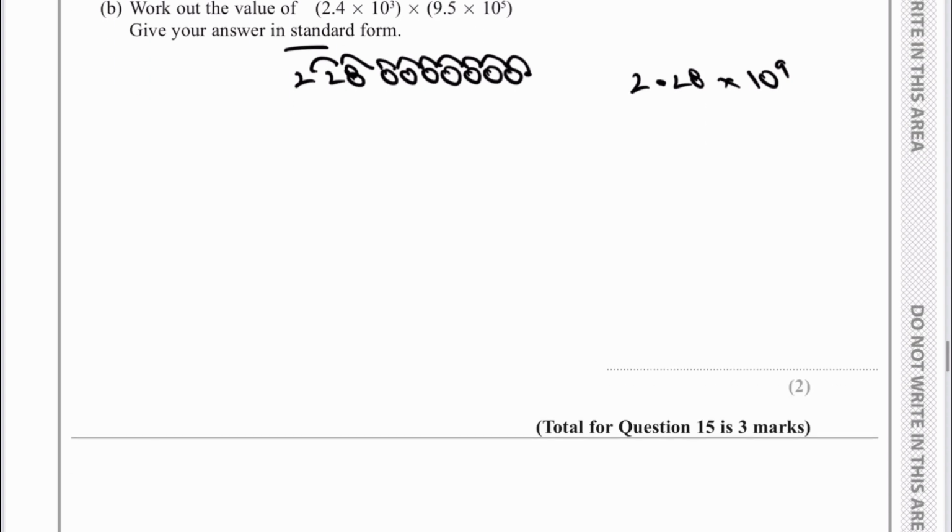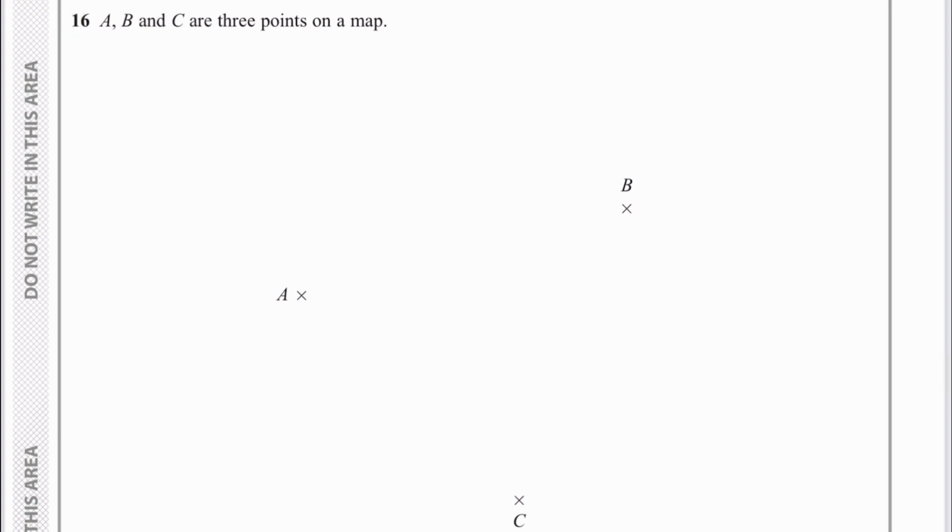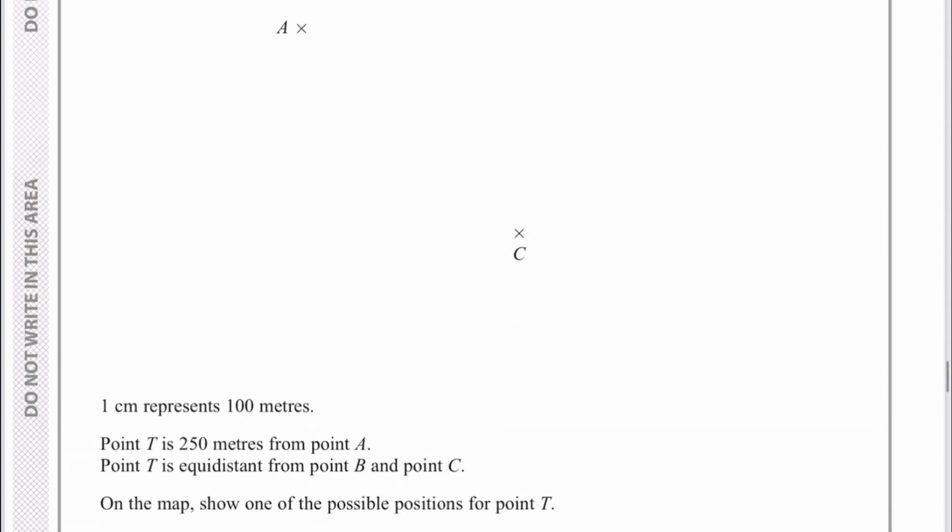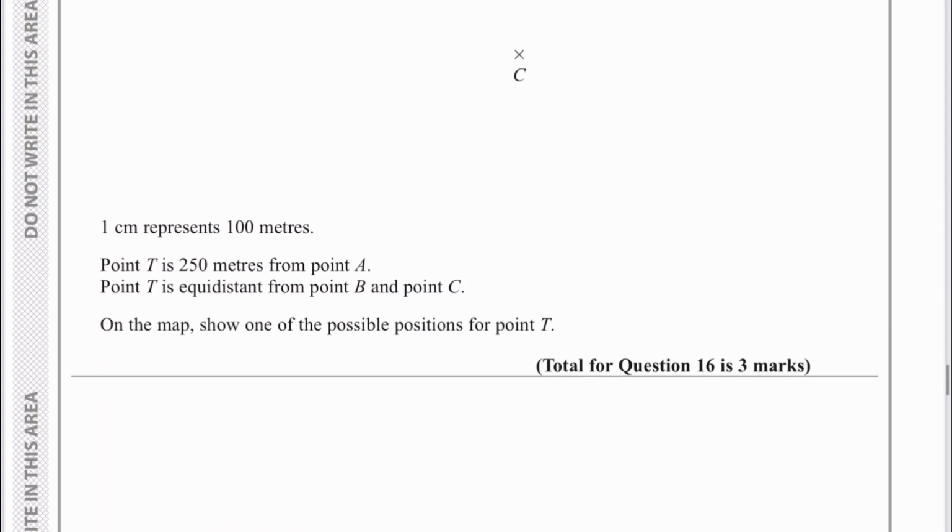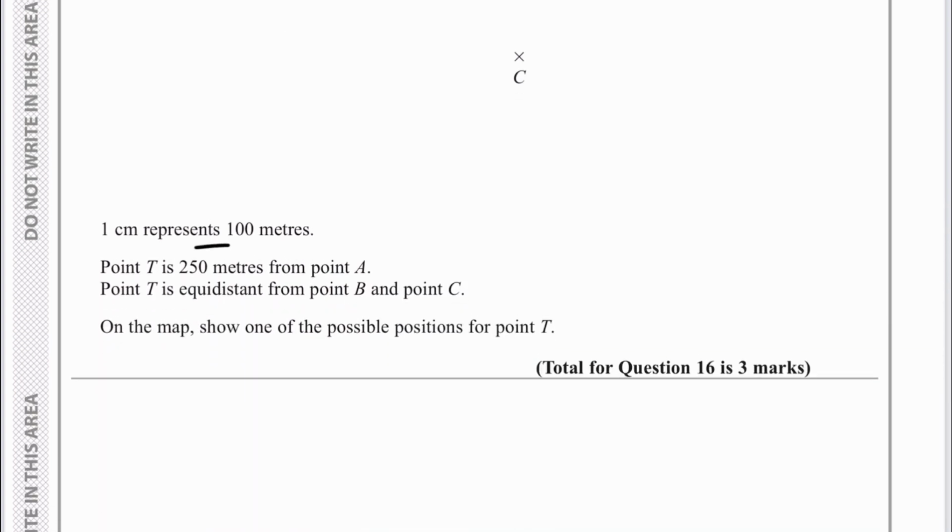Okay, so I'm going to move on to the final question on this particular video, which I'm going to leave at the very end because it's not going to be a fantastic drawing. I'm going to do the best I can without having a sheet of paper and a pair of compasses to work with. Okay, so the first thing is we've got 3 points A, B and C, and the information here is that 1 centimetre represents 100 metres. Point T is 250 metres from point A, so therefore it's going to be 2.5 centimetres.